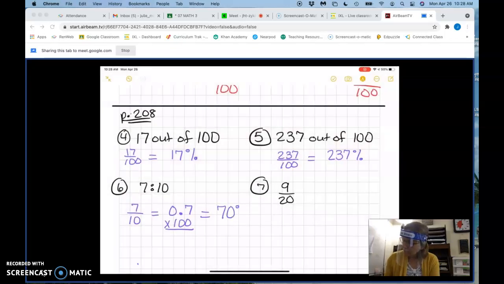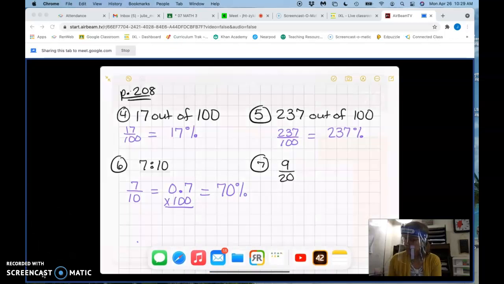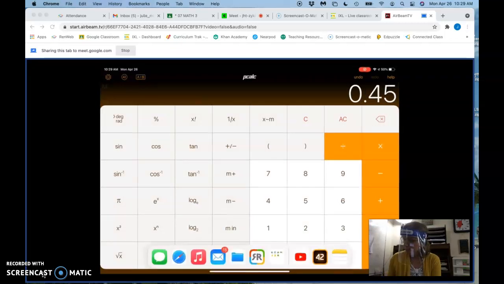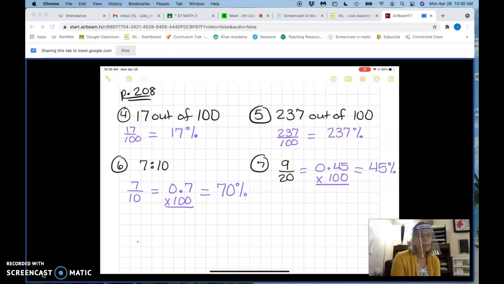So then it's 70%. 70% is correct. Okay, so then we do 9 divided by 20, and that's 0.45. And then what? Times that by 100, and you get 45 what? Percent. Don't forget the percent sign. If it asks you to write it as a percent, you want to include the percent sign.